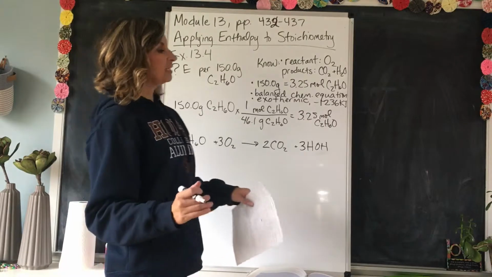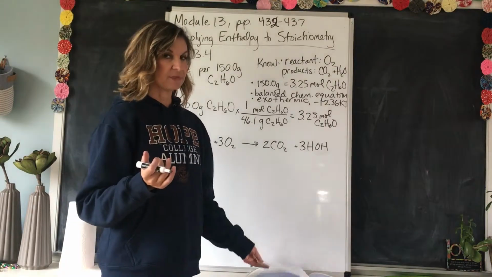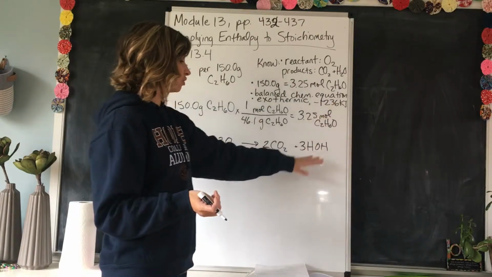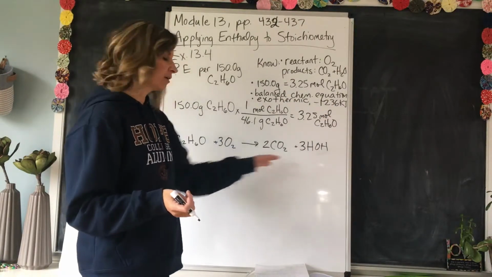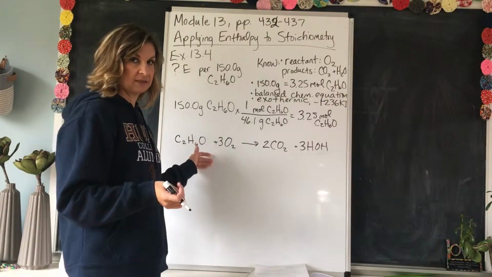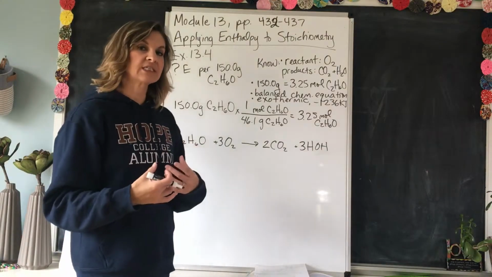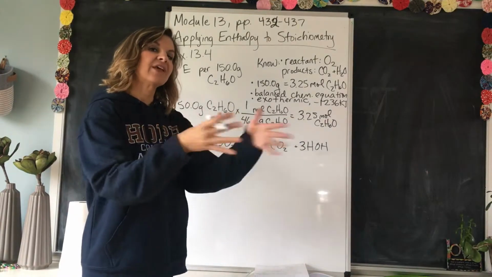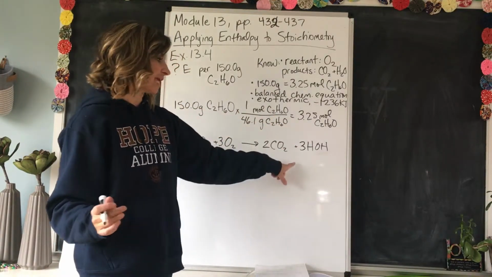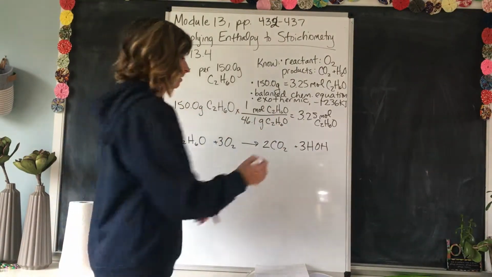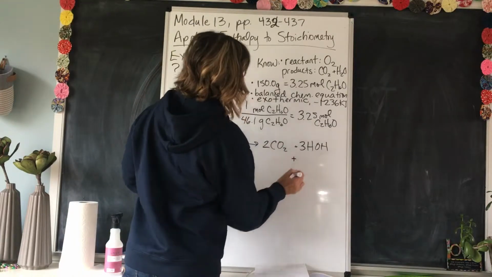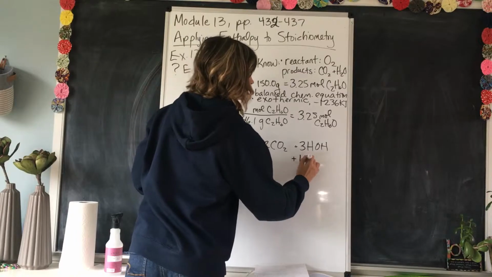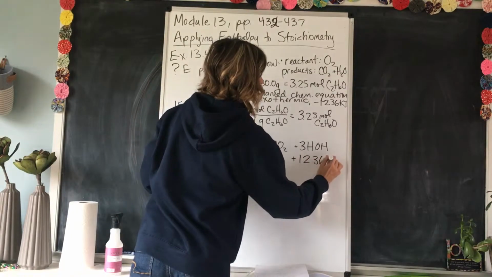And then we need to add in the energy. So when it's exothermic, do we put the energy, the kilojoules, on the product side or on the reactant side? Well, remember, the reaction itself is losing the energy and giving it off to the environment. So we're going to add it to the product side as a positive. Plus, the reaction produces 1,236 kilojoules.